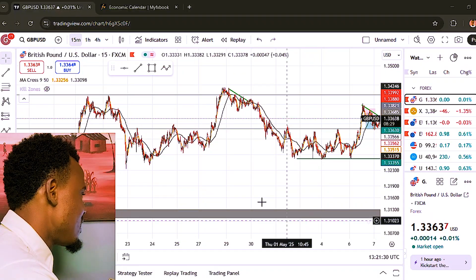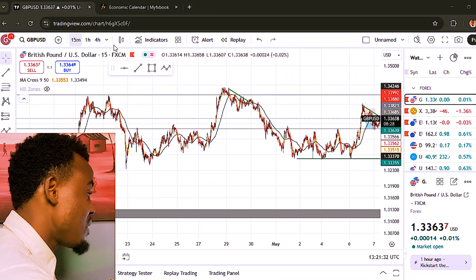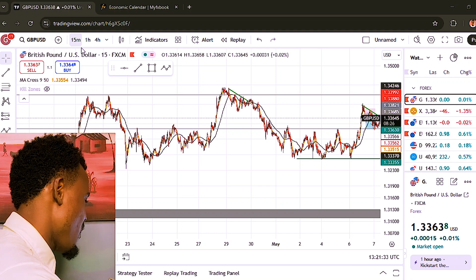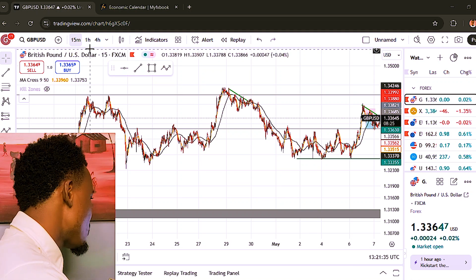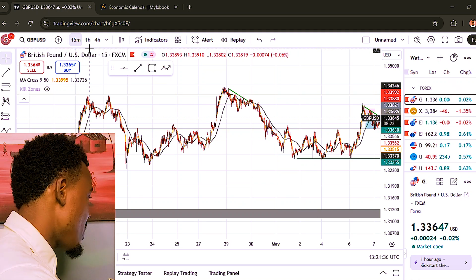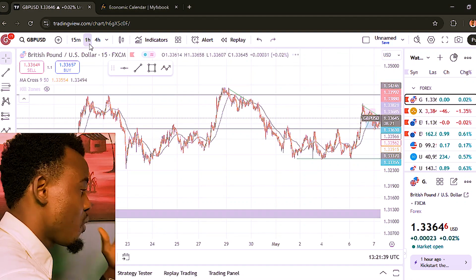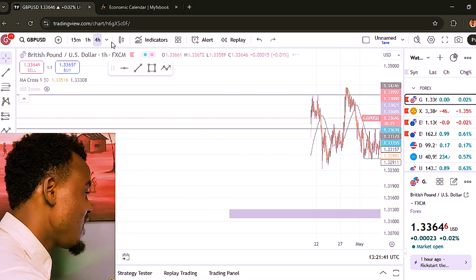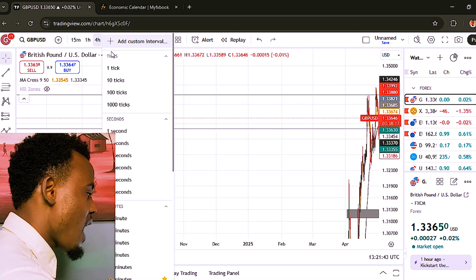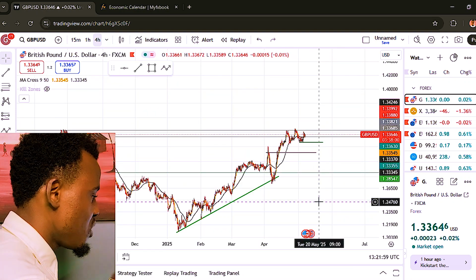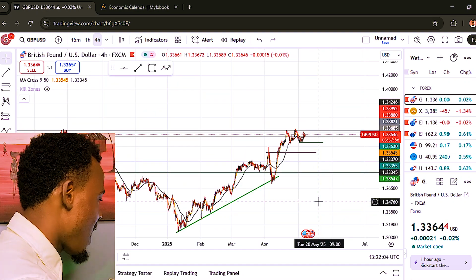So first thing first, as you can see, this is 15-minute time frame. As a beginner, you don't need to start from 15-minute time frame. Very important. And this is 1 hour time frame, right? This is 4 hour time frame, and we also have daily time frame, right? But first thing first, as a beginner in the forex market, you should start with higher time frame. That will give you clarity of where you are possibly going to buy, where not to buy.